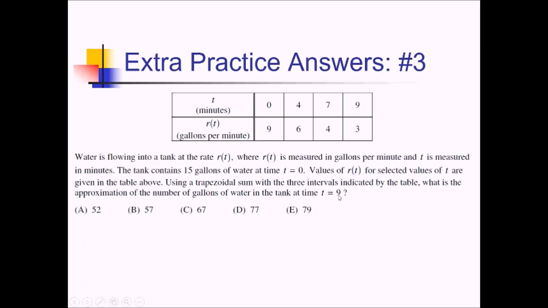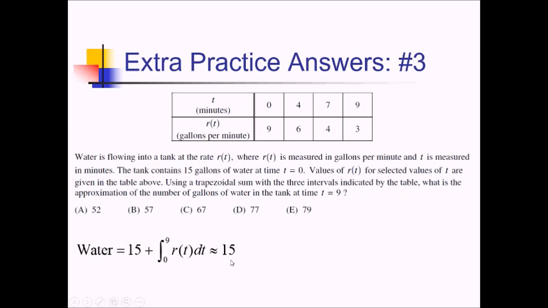You have to be careful here because we are going to be taking an integral of the R of t function, but you can't forget about the initial 15 gallons of water that we start with. So our water is going to equal 15 plus the integral from 0 to 9 of R of t dt. And this is all going to be approximately equal to the following. So we've got the 15 that we're starting with.